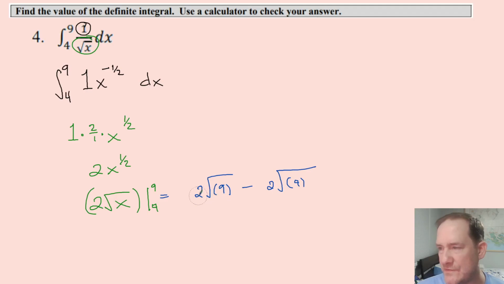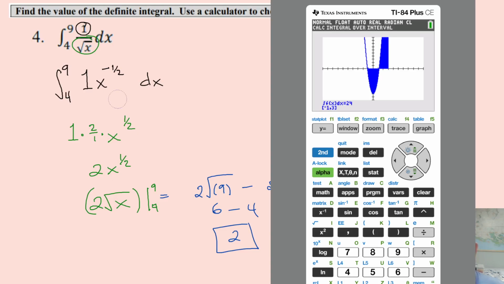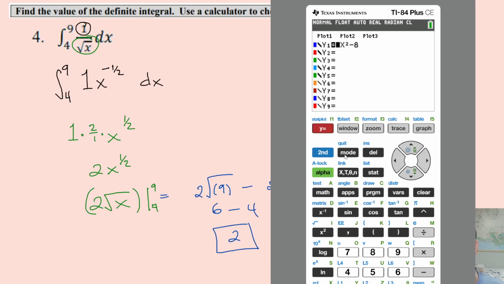So that's 3 times 2 makes 6. 2 times 2 makes 4. I'm left with 2. But if you don't believe me, just pull out your calculator, and your calculator will say I'm right. So go to y equals and type in 1 over the square root of x.